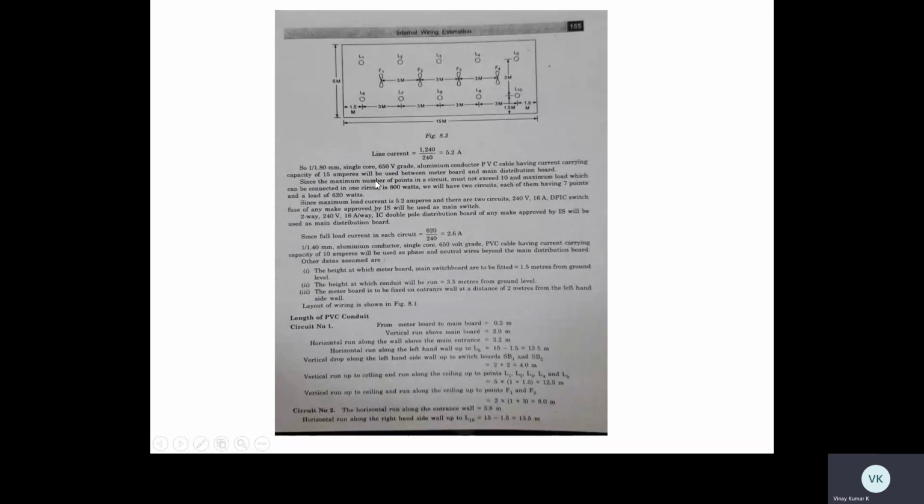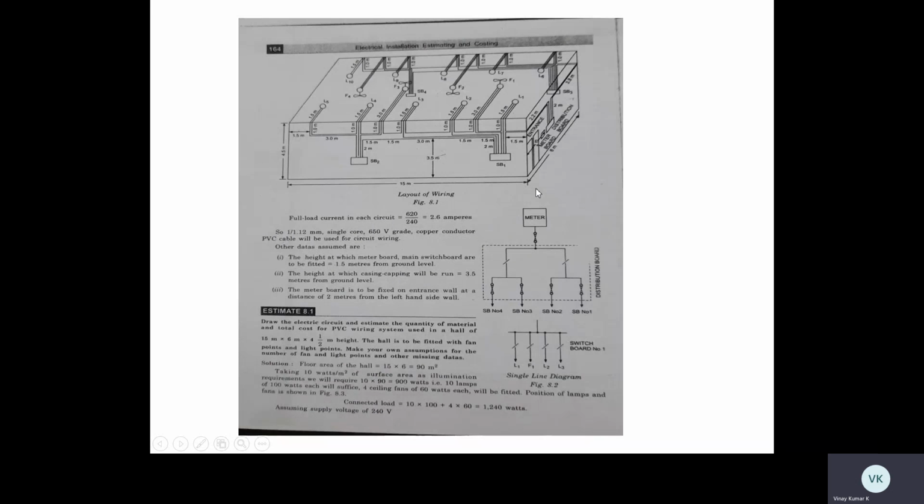Okay. Then since the maximum number of points in a circuit should be 10 and the maximum load connected should be 800 watts, we have to calculate the sub-circuits now. For calculating the sub-circuits, it should not be more than 10 points and it should not be more than 800 watts. So for that purpose, I am making two sub-circuits here, each having 7 points and 620 watts. Here already, just see here, 10 lamps and 4 ceiling fans.